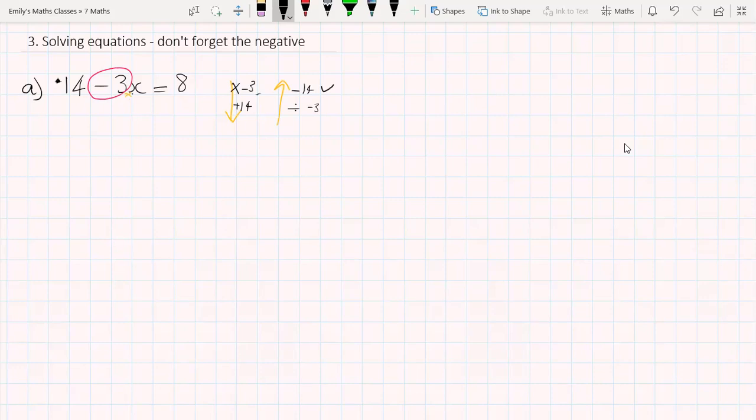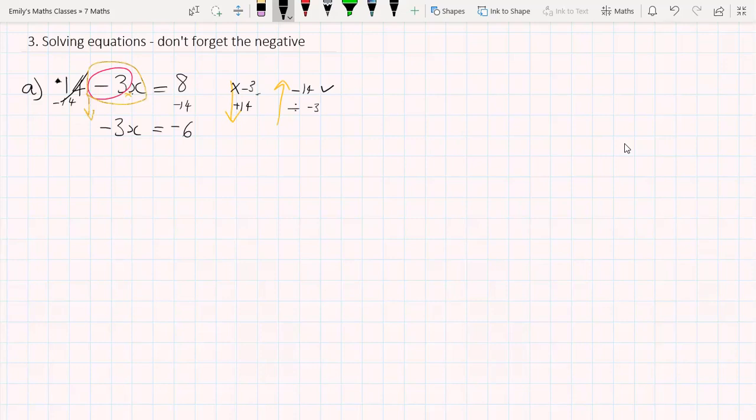Okay, so let's do the minus 14 first. Take 14 away from both sides. Okay, 14 minus 14 goes. 8 minus 14 means I'm left with minus 6. Now, what am I left with? This is the other spot that people make errors. What am I left with? I'm left with minus 3x. See? Minus 3x. All of that has to come down. So let's write that down here, minus 3x.